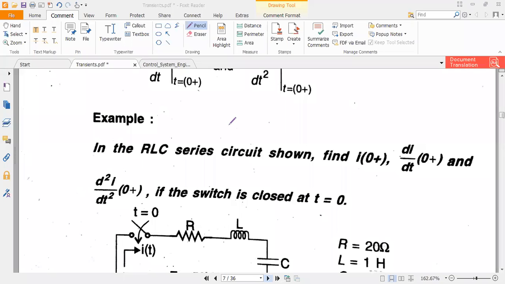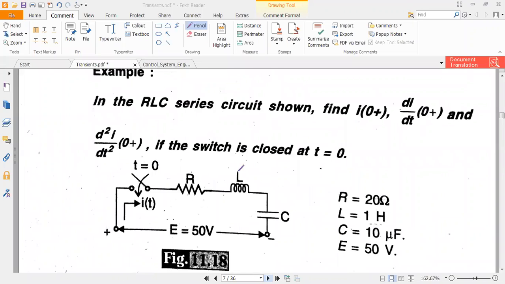The problems are based on the concepts that we have discussed in the last class and in today's class. Okay. So first, let me go with some simple problem. This is the problem in the RLC series circuit shown in this figure.